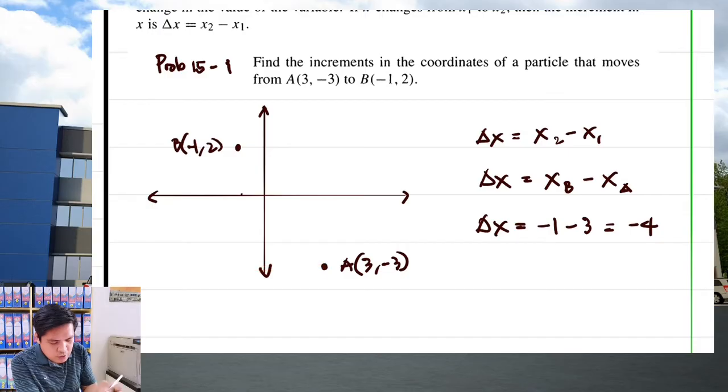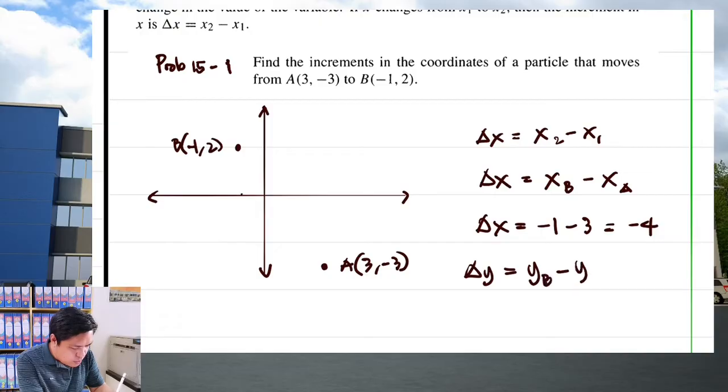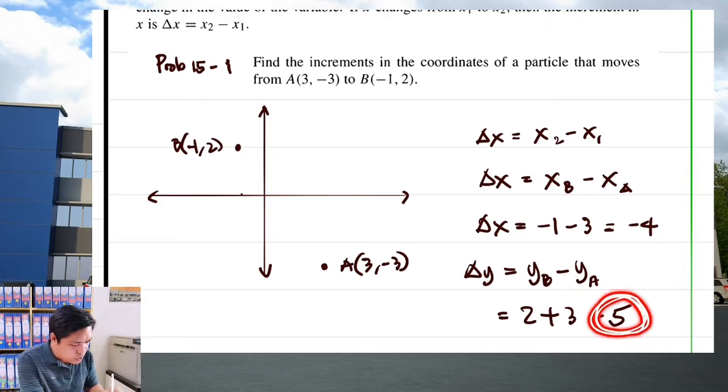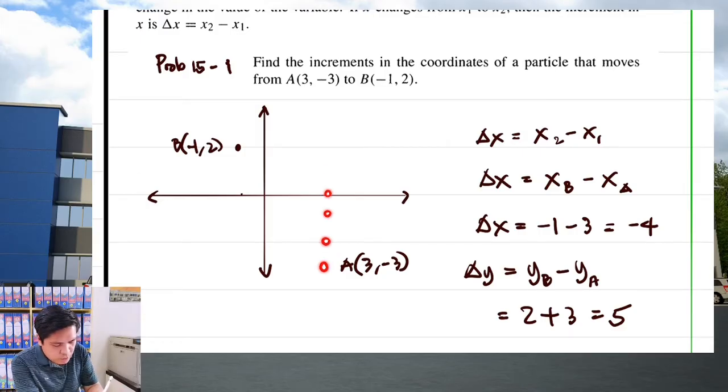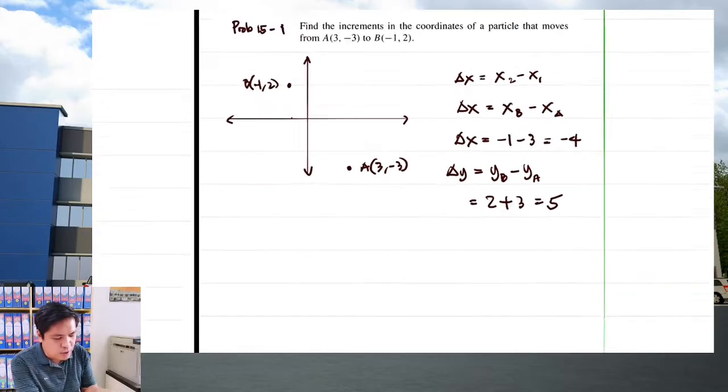Now, the increment in y, or the change in y, is just yb minus ya. So that would be equal to 2 minus negative 3, which is 5. So that means the point changed vertically by 5 units, or 5 units upward. So from here, it goes 5 units up to this point. So it's that easy.